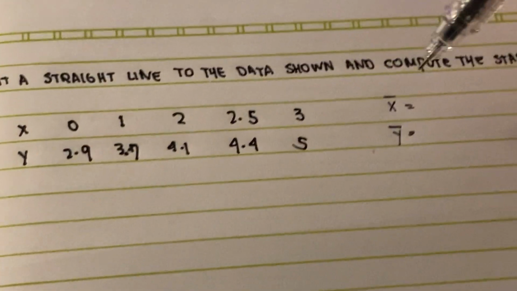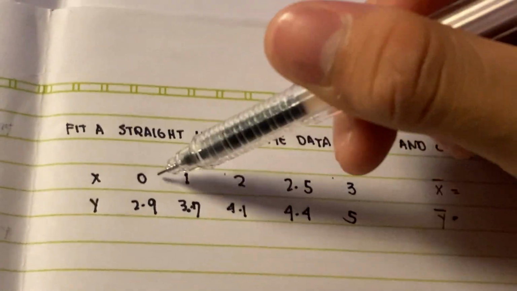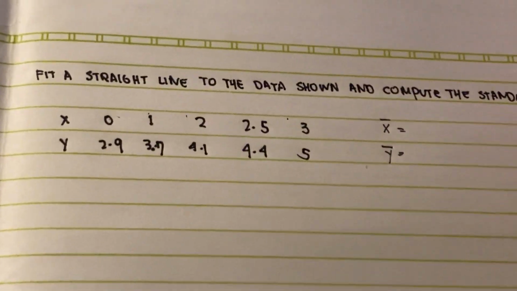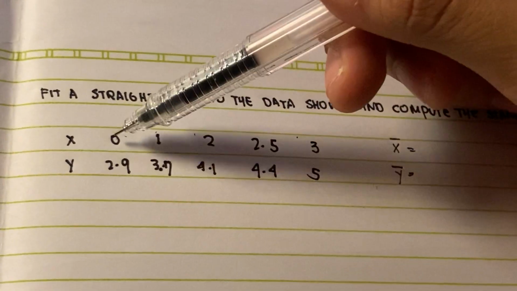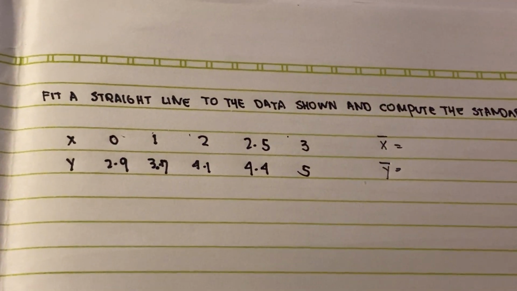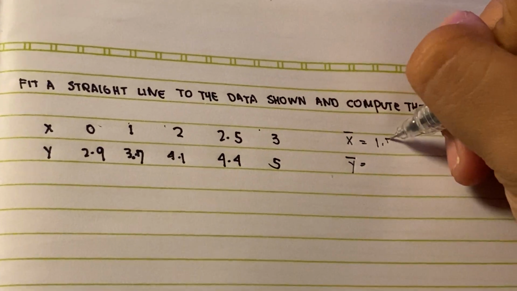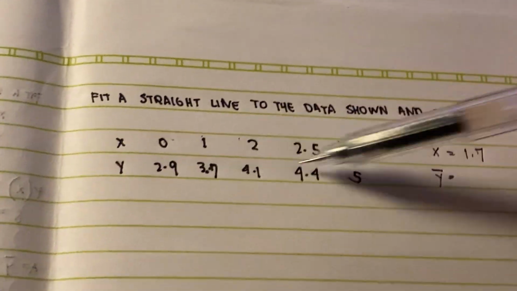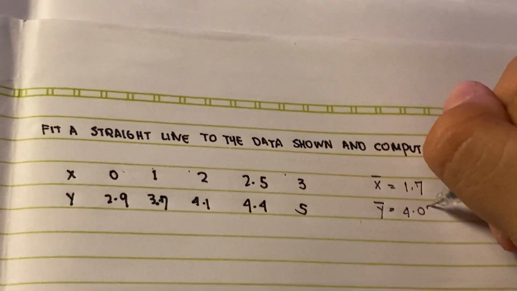Para ma-compute yung x bar, alam mo na yan, plus lang lahat ng to, summation itong 5, then divide mo sa 5, depende sa kung ilan yung number of observations. For this, 5 yung number of observations. So, magkakaroon tayo ng value ng 1.7 for x bar. For y bar naman, plus lang ulit, then divide sa 5, which is value ng 4.02.